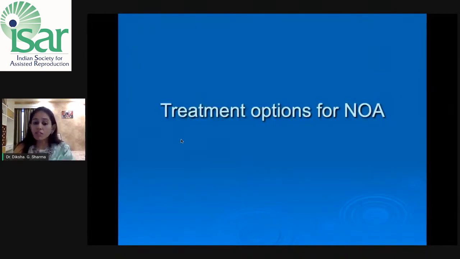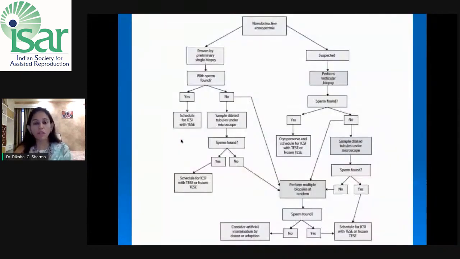The concluding part of this lecture will be about the various treatment options, and first we start with the treatment options for non-obstructive azoospermia. When we suspect non-obstructive azoospermia and we want to differentiate it from obstructive, then we can do a testicular biopsy.